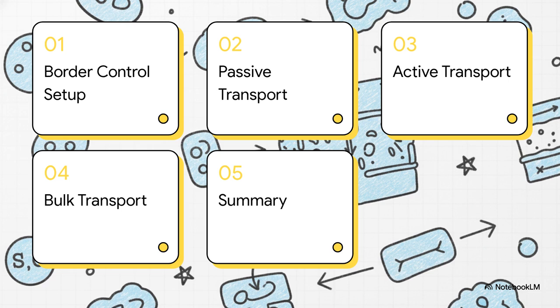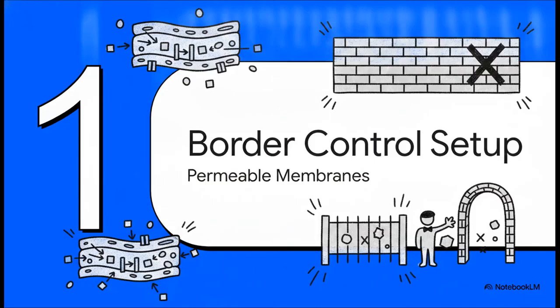Okay, let's look at the roadmap for today. 1. The border control setup. 2. Passive transport, which is basically free passage. 3. Active transport, or pumping uphill. 4. Bulk transport for the massive cargo. And 5. A quick summary to wrap it all up. Let's jump right into Section 1, the border control setup, specifically permeable membranes.